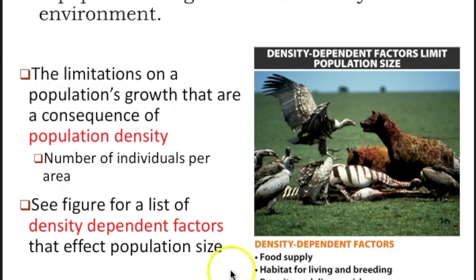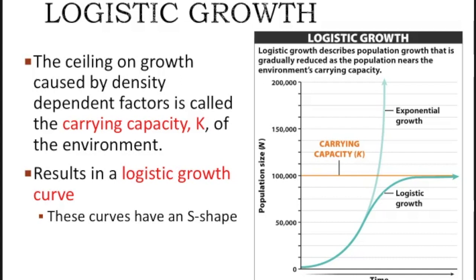All of these things that I listed right here depend upon how many individuals there are in the population. I'm going to give you another way of limiting population growth in a minute, but let's just focus on density-dependent factors right now, because it turns out that these density-dependent factors cause the population to slow down, right? Here's the exponential growth curve. And it slows down in this way that we can graph called a logistic growth curve. And logistic growth curves are these S-shaped curves.